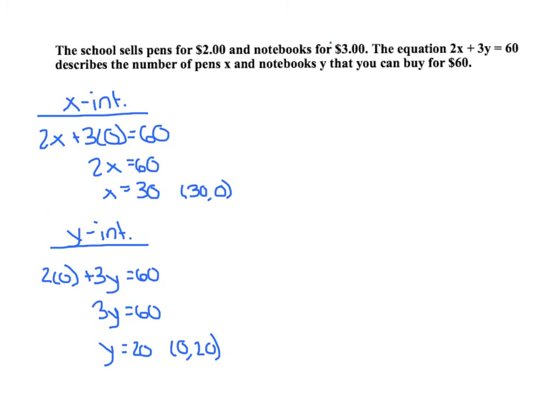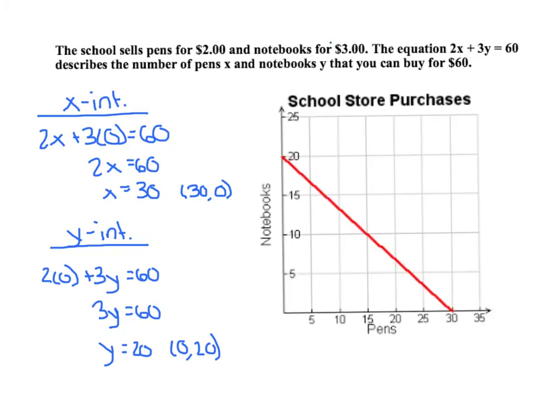So looking at my work, you see that the x-intercept is at (30, 0), and the y-intercept is at (0, 20). And for linear functions, you only need 2 points to graph a linear function, because you can create a line out of 2 points. And here is the graph.